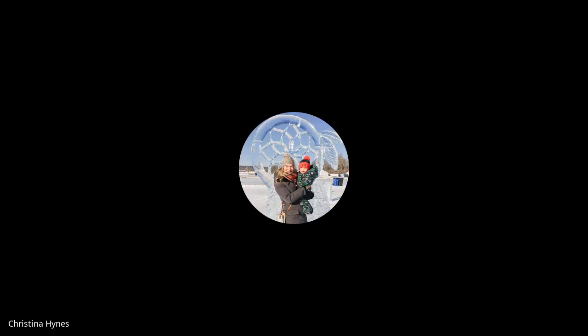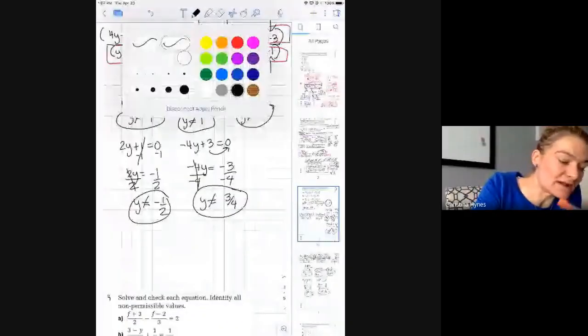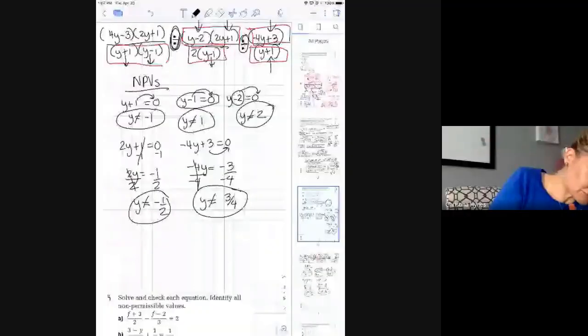So it comes right after the division. You need to flip it and you need to look at the top and bottom for the non-permissible values. Once you found them, you're going to flip everything and then cross things off. You can only cross things off once there's a multiplication sign between them. I'm going to go back to the start. 4y minus 3.